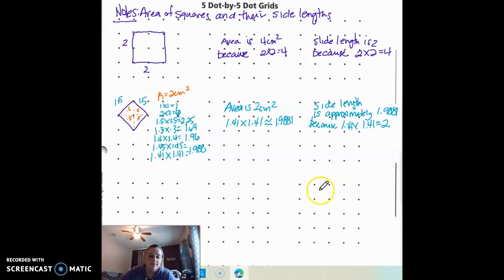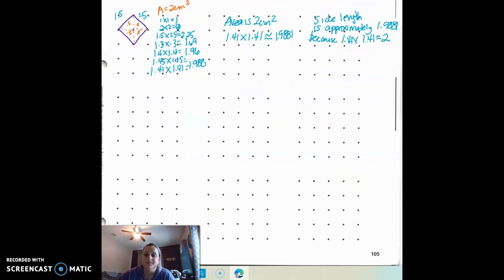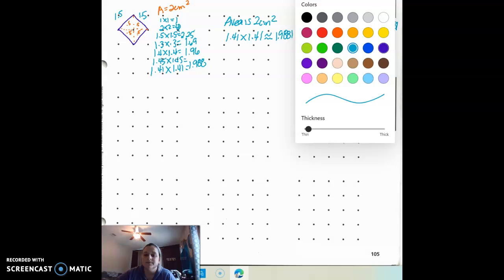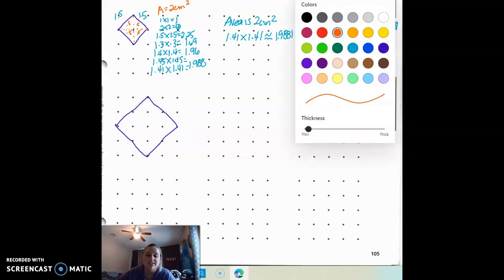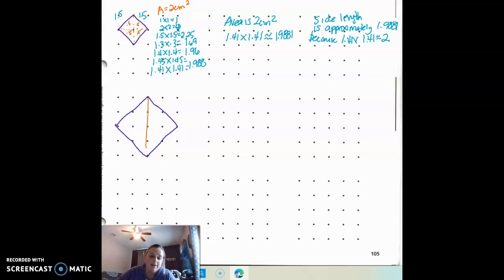Okay, let's look at another one. Let's look at the 8 here. So we had a square that looked like this, also a tilted square when you look at the area. This one was different because it had an area of 1, 2, 3, 4 in the middle, 5, 6, 7, 8. So this one had an area of 8 centimeter squares.